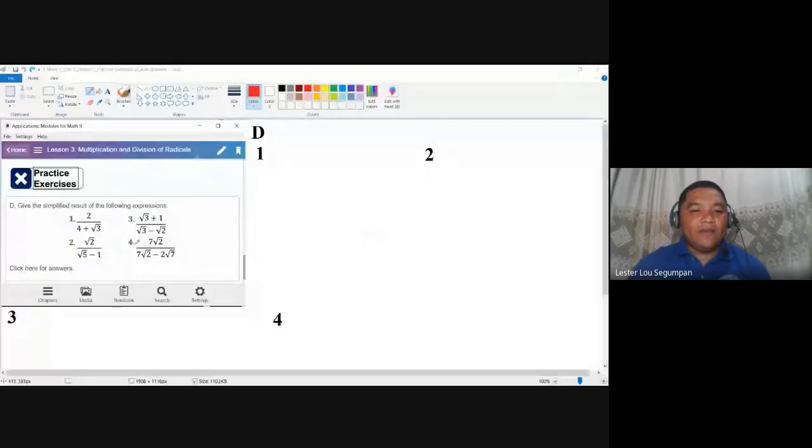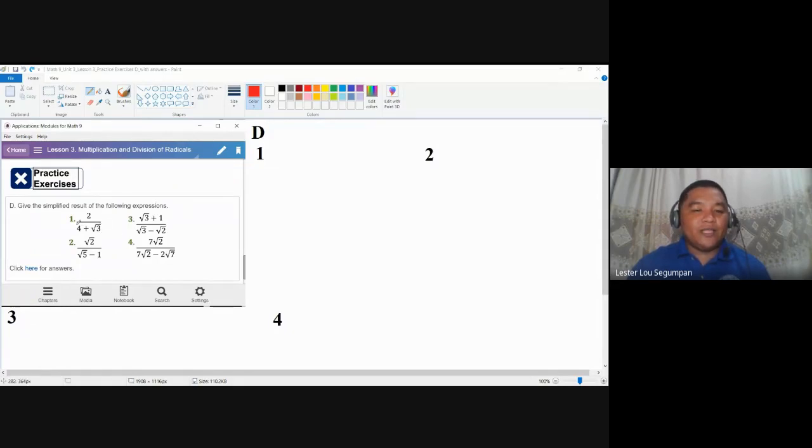I mean, the denominators are already in a binomial expression. In short, there are two terms found in the denominator separated by either addition or subtraction. Let me show you some examples. Here, we have 4 examples to solve for this video. Take a look at the given for numbers 1, 2, 3, and 4. The denominators now are in the form of binomial expression.